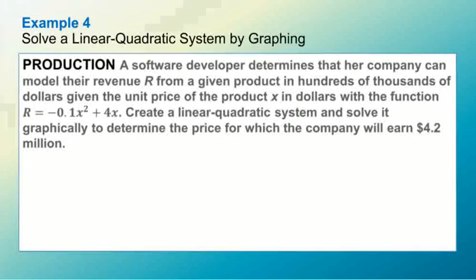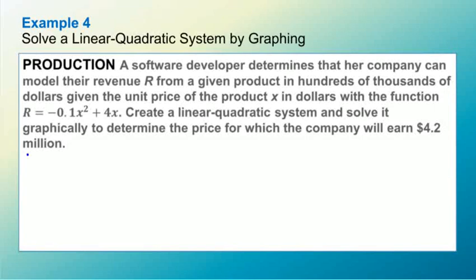Example 4, solve a linear quadratic system by graphing. So a software developer determines that her company can model their revenue R from a given product in hundreds of thousands of dollars given the unit price of the product x in dollars with the function R equals negative 0.1 x squared plus 4x. Create a linear quadratic system and solve it graphically to determine the price for which the company will earn 4.2 million.